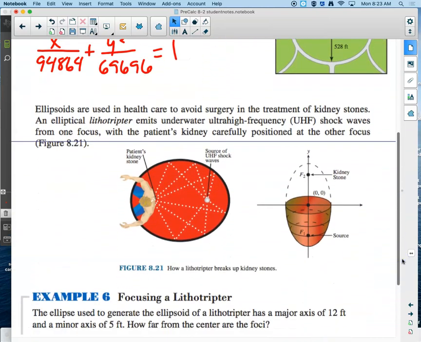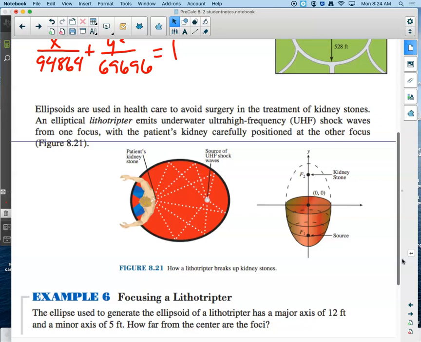So ellipsoids, another really great use for these is in the healthcare profession. Ellipsoids are used in healthcare to avoid surgery and in the treatment of kidney stones. Now, kidney stones are one of those things, men tend to get them more than women do. It's a buildup of calcium, and it creates basically a little hard stone. And almost all the time now, doctors will say, yes, I know it's painful, let me give you some medication, but you're just going to have to wait for it to pass. There are some people that, they take an ultrasound and they say, wow, that's a monster kidney stone. And they say, that's not going to come out on its own. We're going to have to figure out a way to break it up.